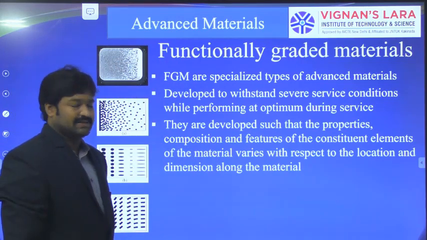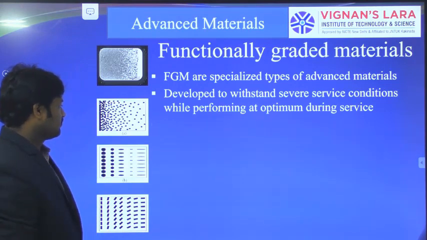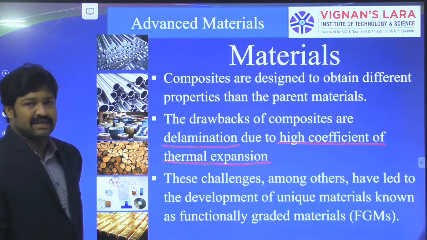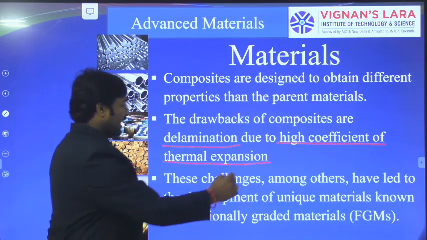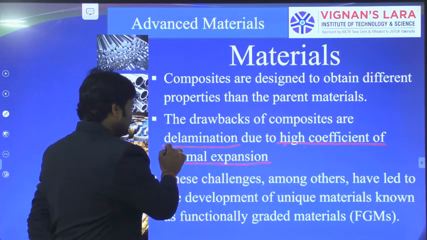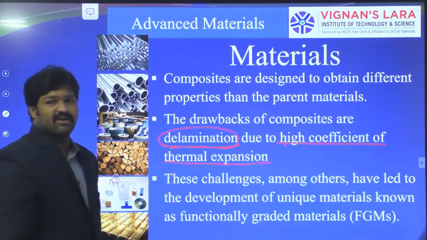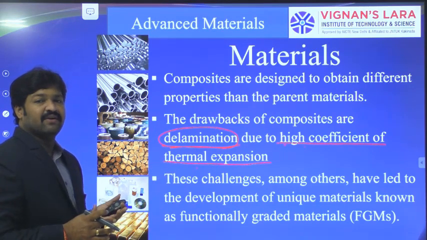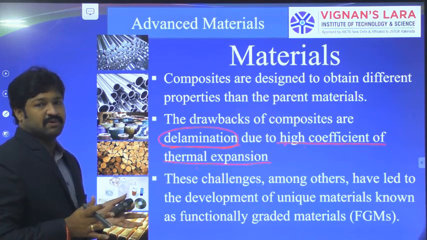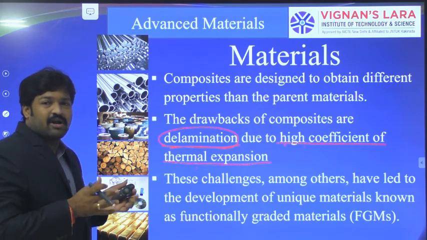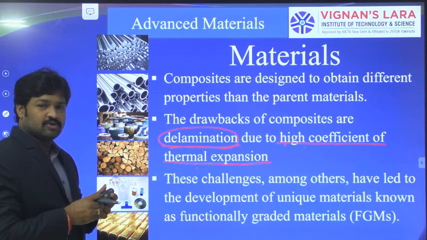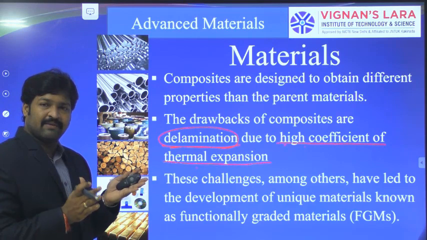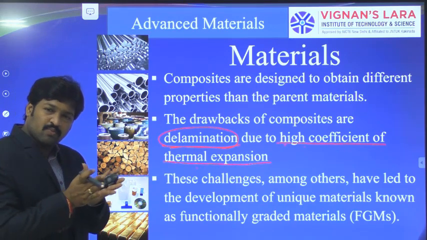That damage is called delamination. Due to the high coefficient of thermal expansion, this delamination will take place. Why? Because here we are using two different materials. These two different materials are mixed physically and chemically with different properties. So these two are not mixing together. They are not soluble in each other. So the reinforcement is separate and the matrix material is separate, and those two are bonded together.